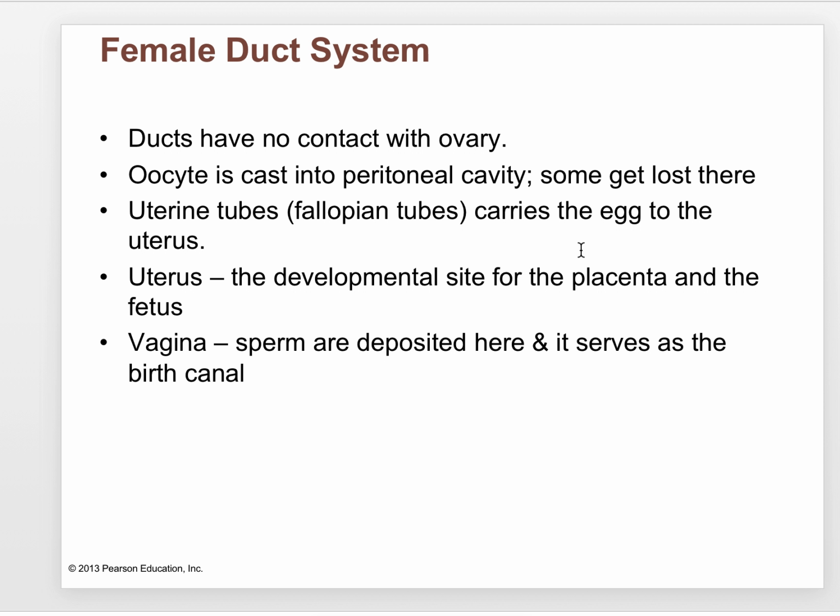Like I said, the fallopian tubes have no contact with the ovary. Sometimes the oocyte, or the egg, is cast into the peritoneal cavity. Sometimes it gets lost there. Ideally, you'd want it to get picked up by the fallopian tubes, but sometimes it doesn't. When it does get picked up, the tube carries the egg to the uterus, and the uterus is the site for the placenta and for the fetus. The vagina is where sperm are deposited and serves as a birth canal.